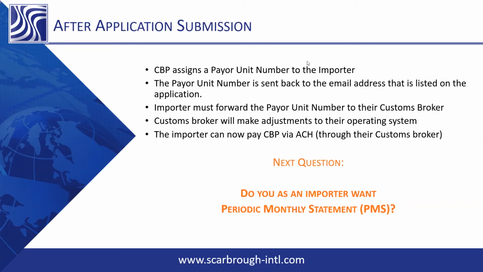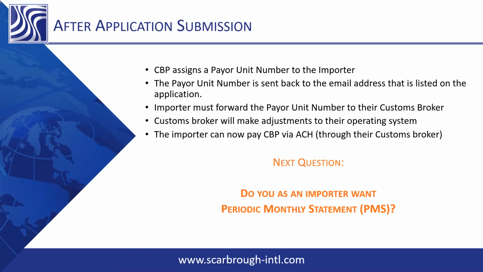Now, you can call Customs and they will work with you if you can prove basically that you work for the same company that the payer unit number was originally assigned to. But it's not anything where your Customs broker can call and get that information for you. You will have to contact them directly if it's already been assigned the first time.